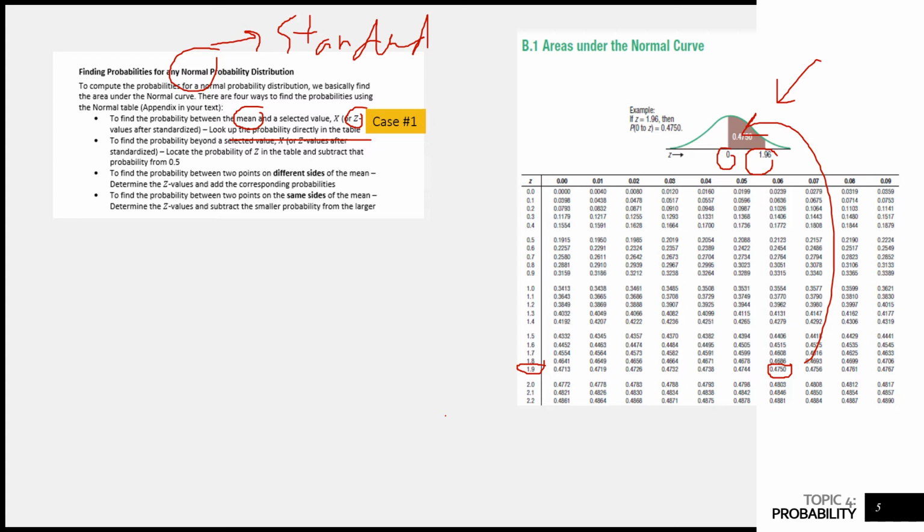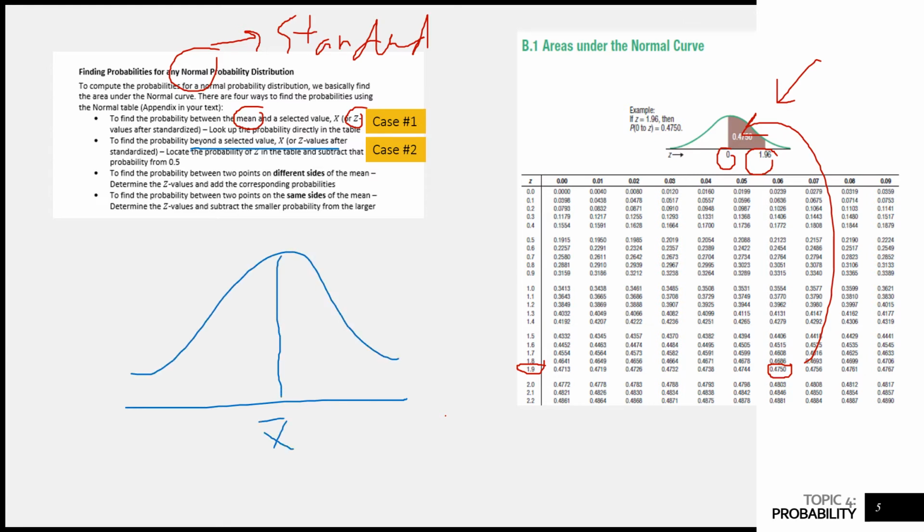Now let's look at case number 2. I shall use another colored pen. For case number 2, they ask you to find the probability beyond a particular z value. Let's sketch this line. Remember just now you have this, but now instead of finding this probability, we don't want this probability. We want the probability beyond a particular z value. It could be here. So you want this area.